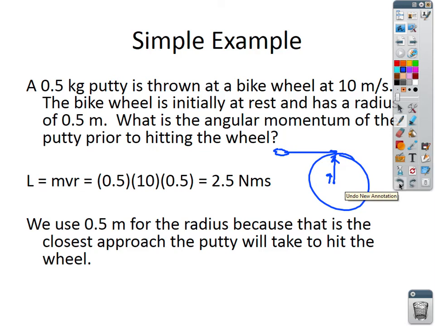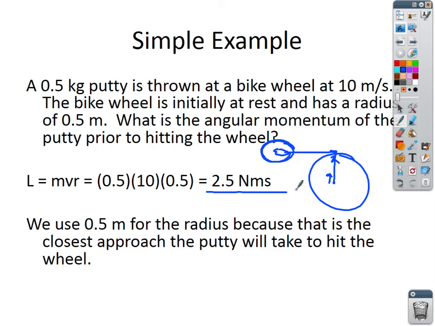So what do we have? Mass of the putty, 0.5. How fast is it thrown? 10. Where is it hitting it? It's hitting it at 0.5 meters from the center. So this object, not the wheel, this object as it approaches has a linear angular momentum of 2.5 Newton meter seconds. Okay. And again, hopefully it makes sense.